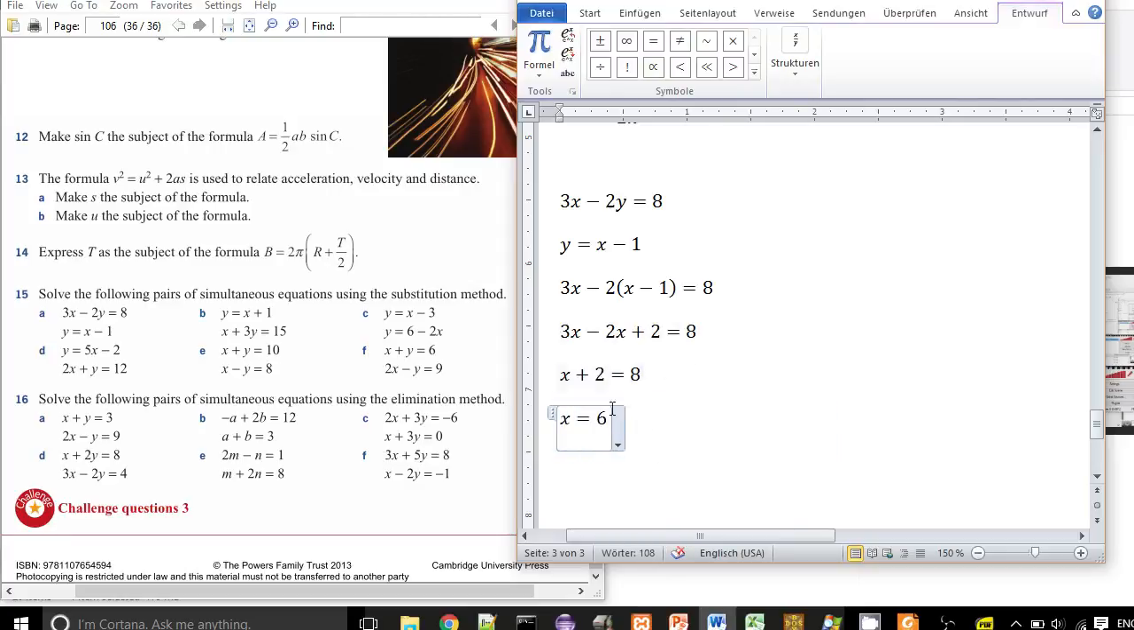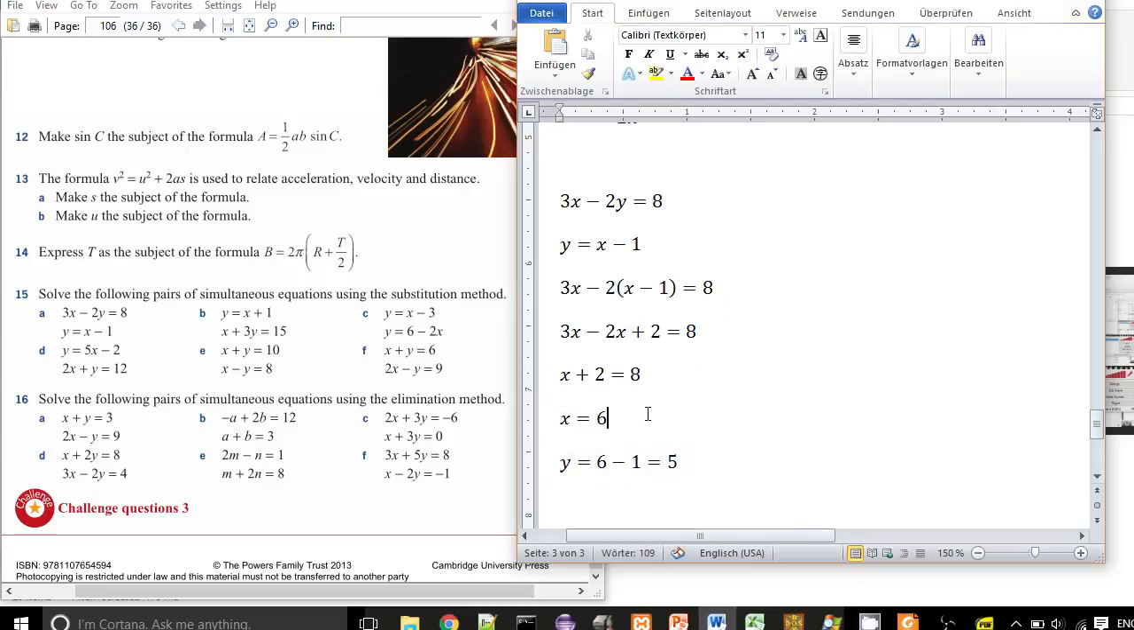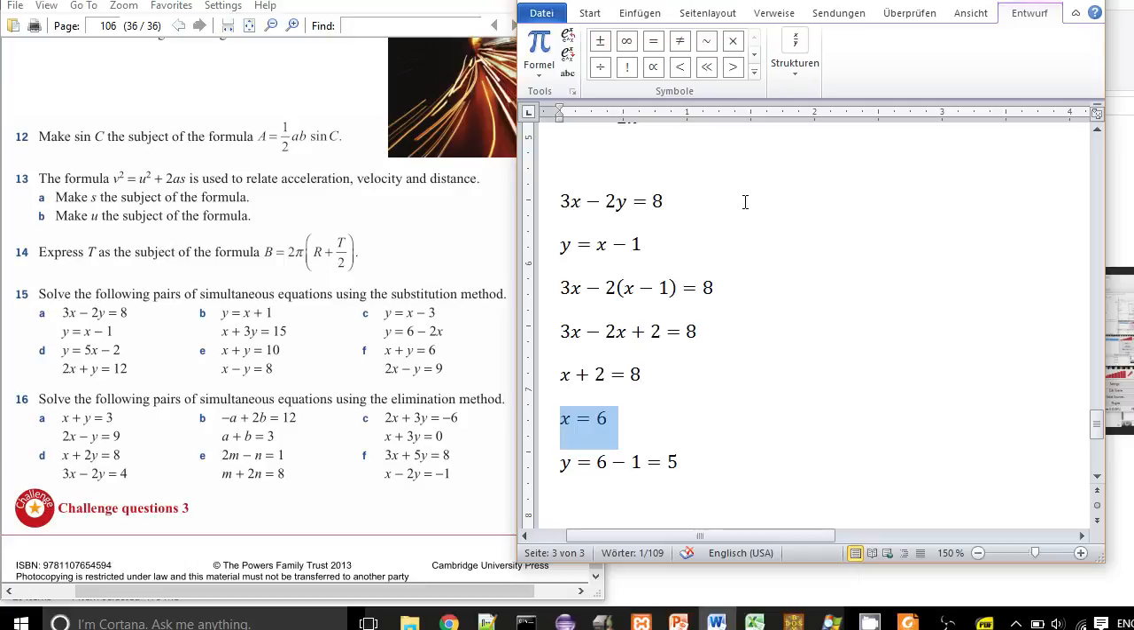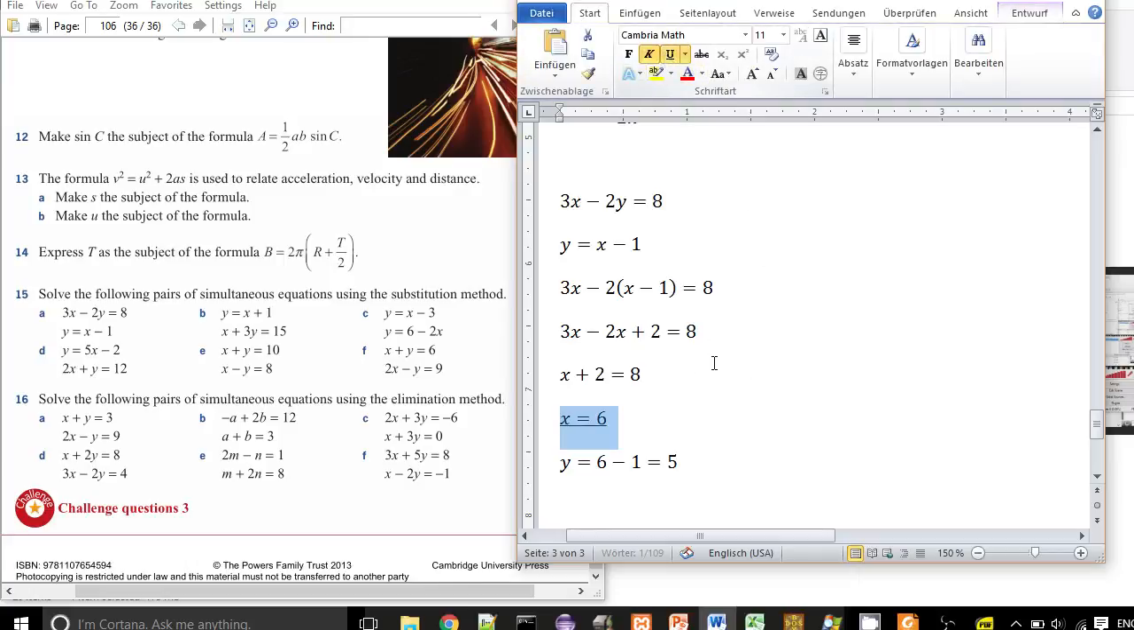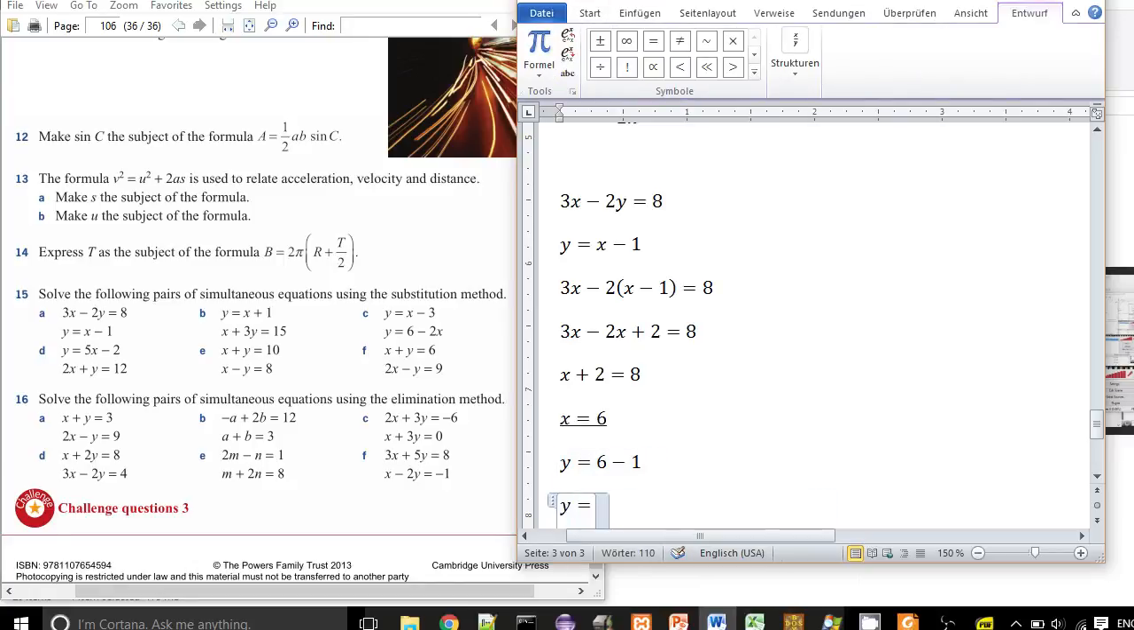Okay? Nearly finished. Now I need to figure out y. The easiest way is to use this. Y equals x minus 1. So 6 minus 1, which is 5. Okay, and you can try to maybe underline those parts. So you can even put this separate. So y equals 5.